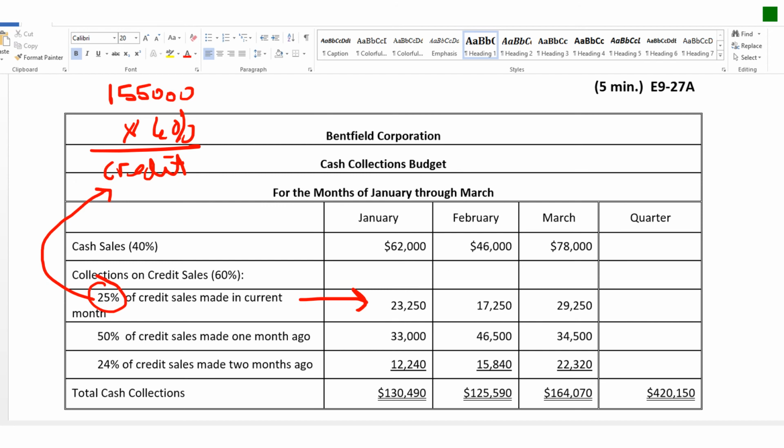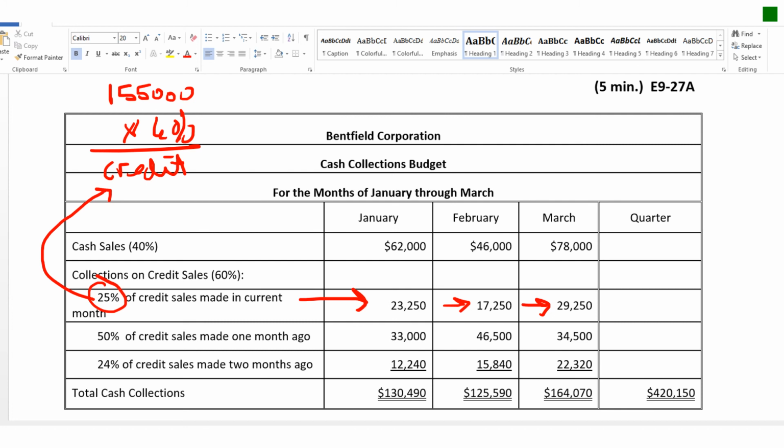Okay, and then of course, if you want to just kind of write this across each month, so then you say 50% is going to then be in the next month. So you could then take 50% of this same number. That's where they're going to get the 17,250, and then the 24% 2 months later. That's how they're going to get that number for March. So again, before you get these numbers, you always have to do that 60%, convert it to the credit sales first in order to figure out what the collection pattern is.